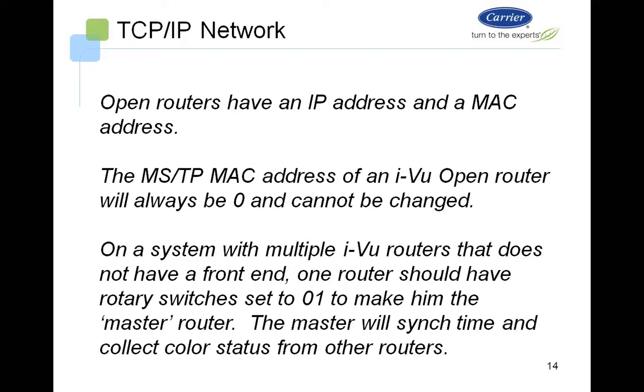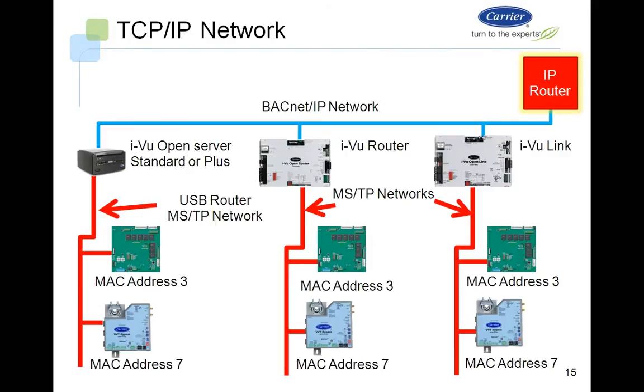In looking at an IP setup, we have the high end, we have a third-party IP router, if you will, but we have the BACnet IP network here. We have the IV open server, which could be either a standard or plus that has the USB open router on it that creates this network underneath the server. And here we have two devices at address 3 and 7. We then have an IV open router also on the network. He also has two devices under him, 3 and 7, and an open link at 3 and 7.